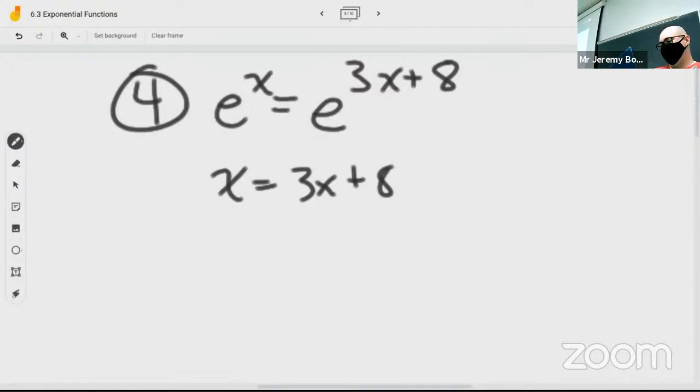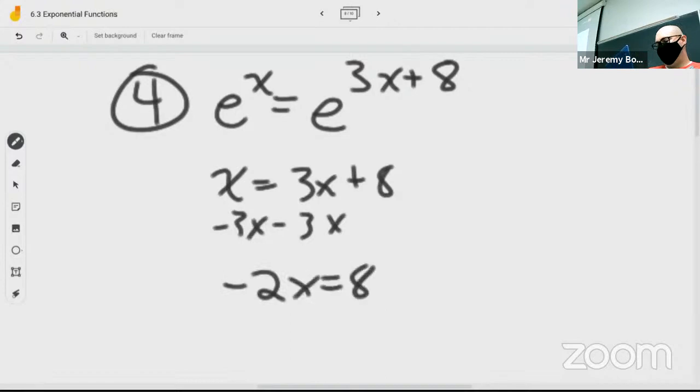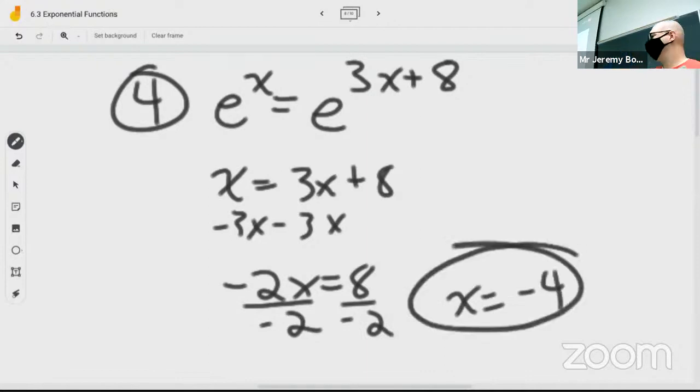And then we just need to solve for x. So we'll subtract 3x. That'll give us -2x is equal to 8. Divide by the -2, and x will equal -4. So the e really doesn't play much of a role here. It's just a base, and then we end up getting rid of that base once we get a single base equal to the other on both sides. Any questions on that?